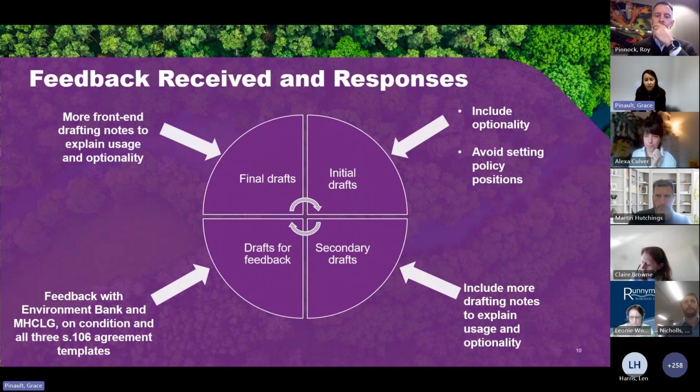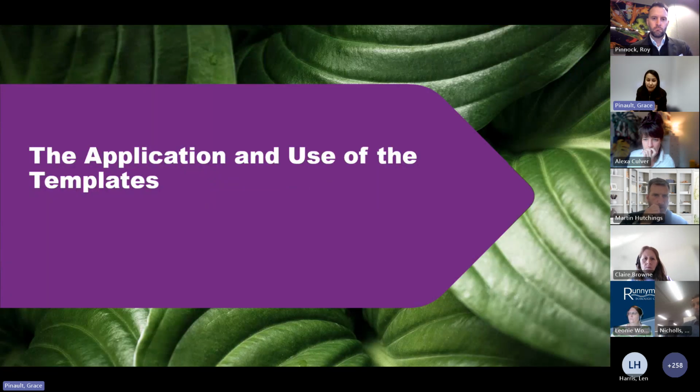So hopefully as you're navigating through our tools, you can see how they can best be applied. And then before they were issued, we included more front-end drafting notes to explain usage and optionality. And I'll explain that in my next section, which is about how to apply and use the templates.